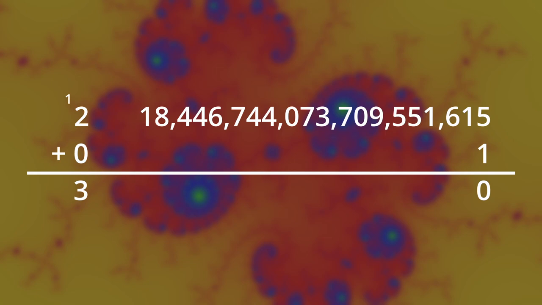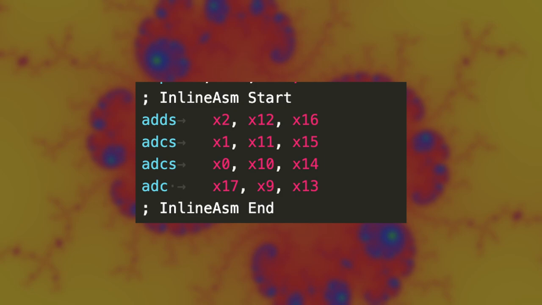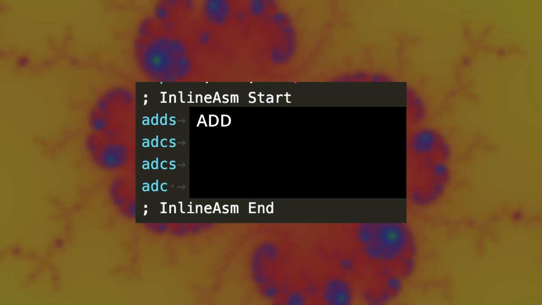Here's how it looks in code. C doesn't allow us to access the carry flag, so we're using inline ARM assembly instead. Here, we add the first two integers, and then we need to tell the CPU to set the carry flag if needed. Then, we'll just use the add with carry instruction to add the next two integers, and so on, all the way until the end.